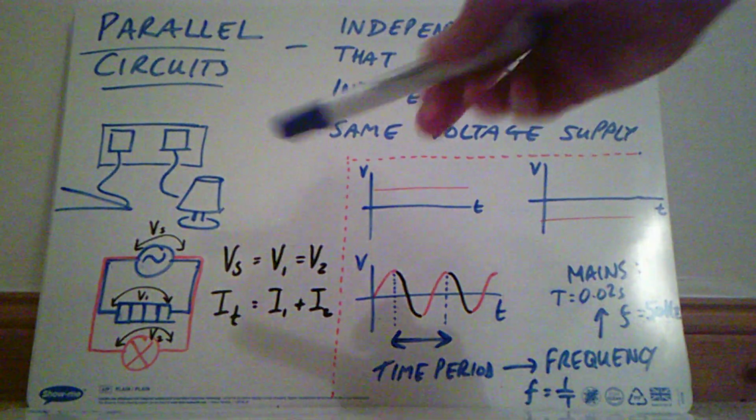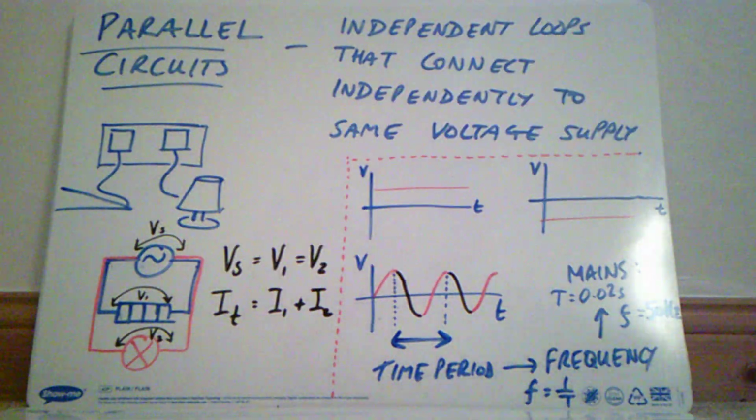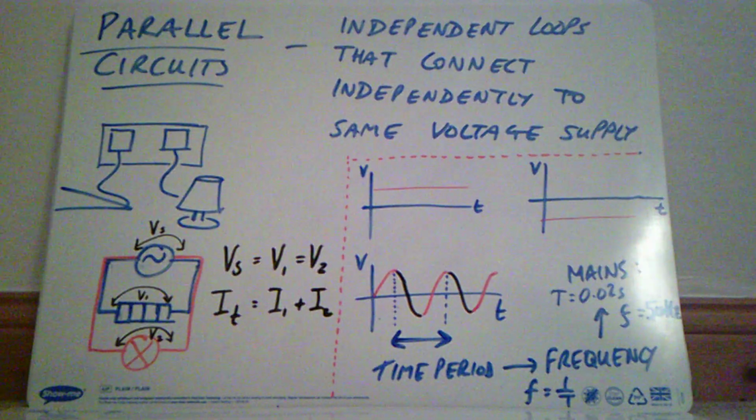The current going through the voltage source is the current through each of the loops added up, which kind of makes sense. An analogy we used at Nat 5 is the total customer current leaving Tesco is the current through each of the checkouts added together.